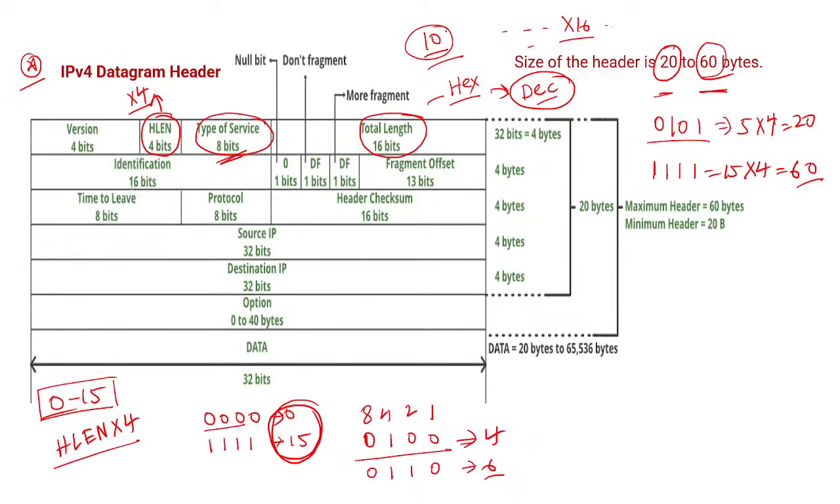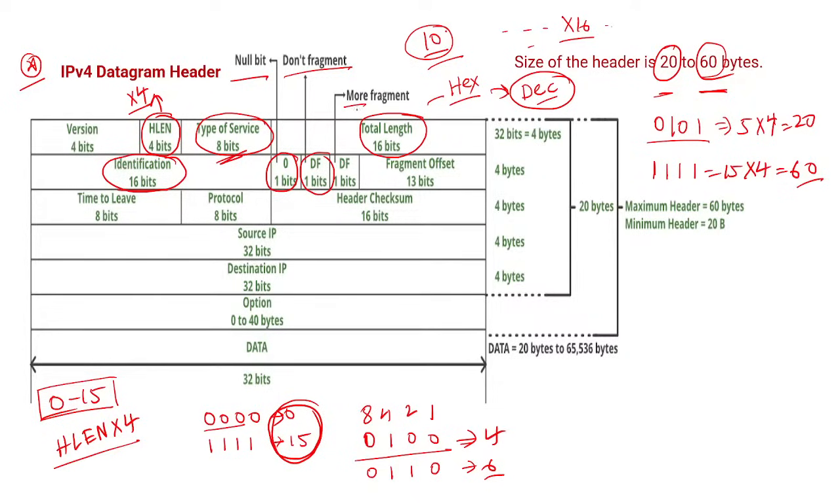This is the identification number, that is 16 bits. Every packet has an identification number. This is the null bit, always 0. Then the don't fragment bit. It is telling whether the packet I am sending is allowed to split or not. That packet is allowed to fragment or not. That is called the don't fragment bit.